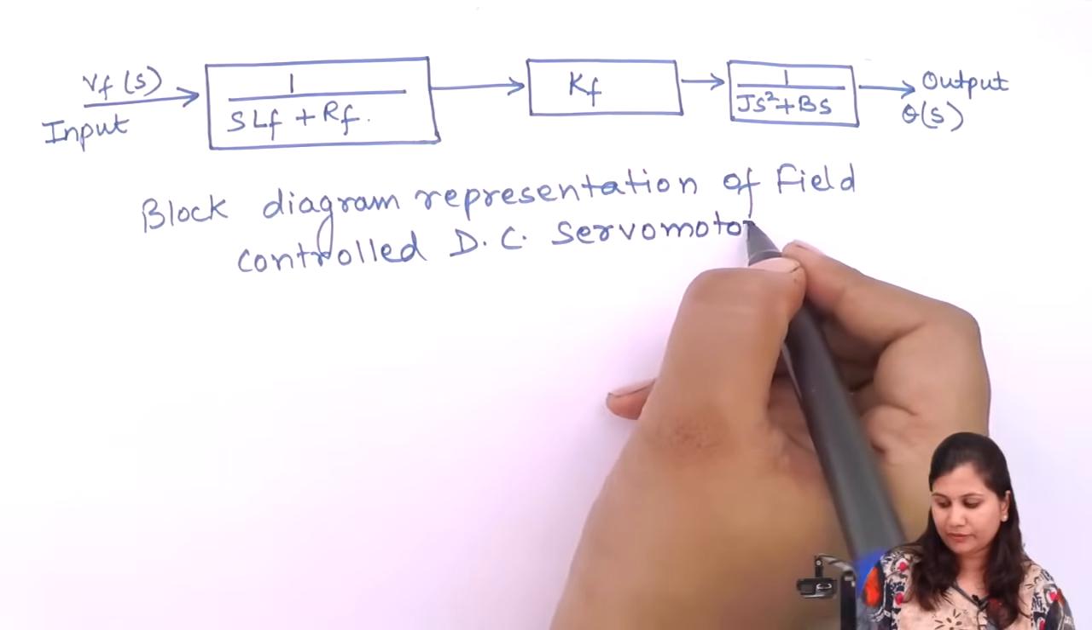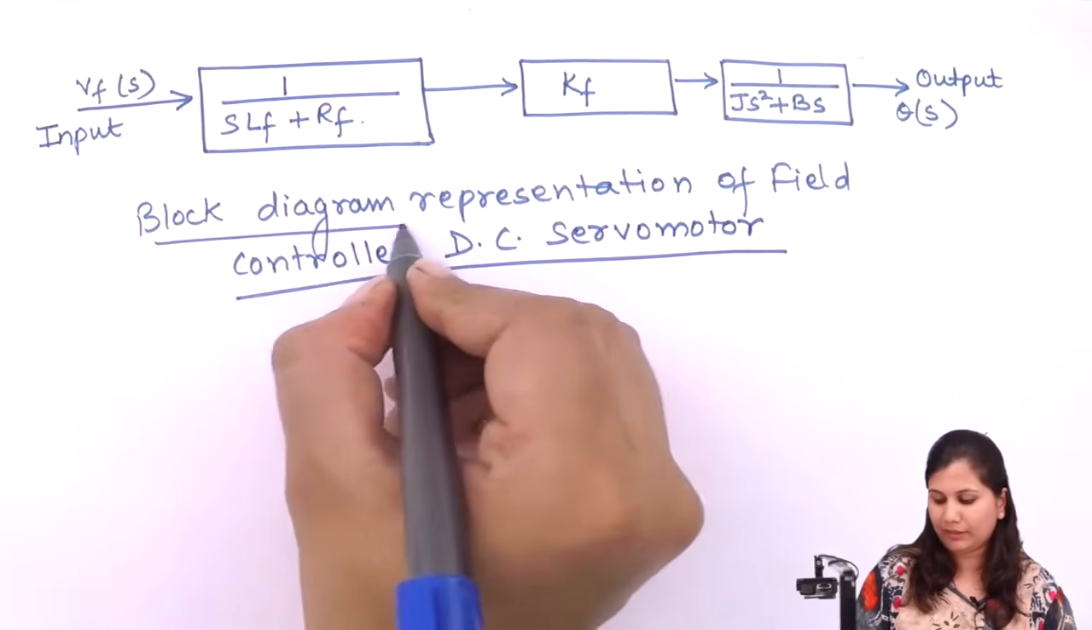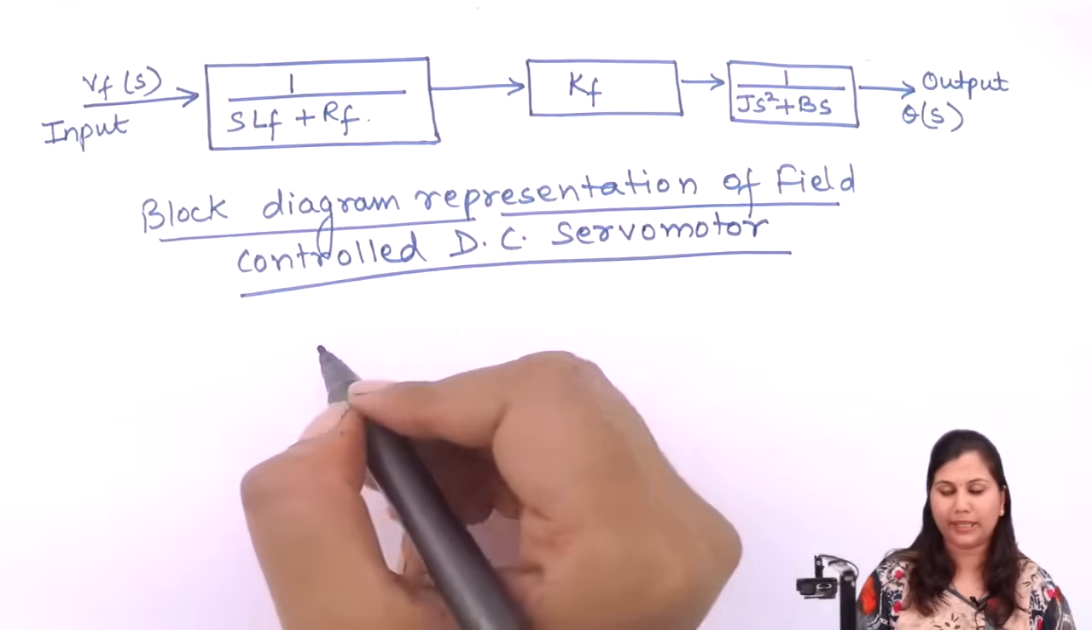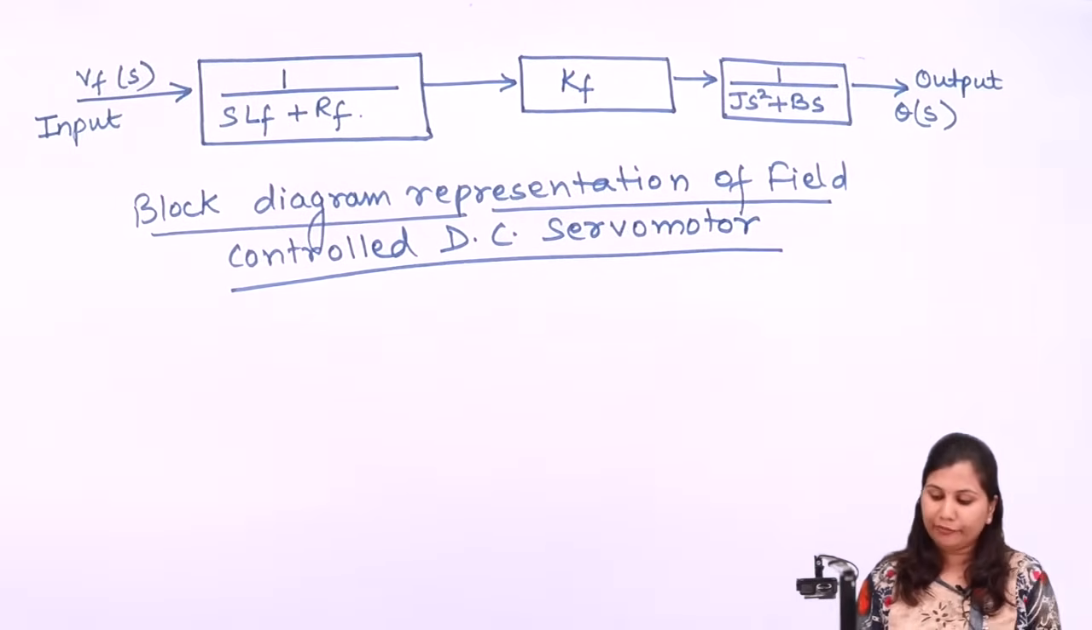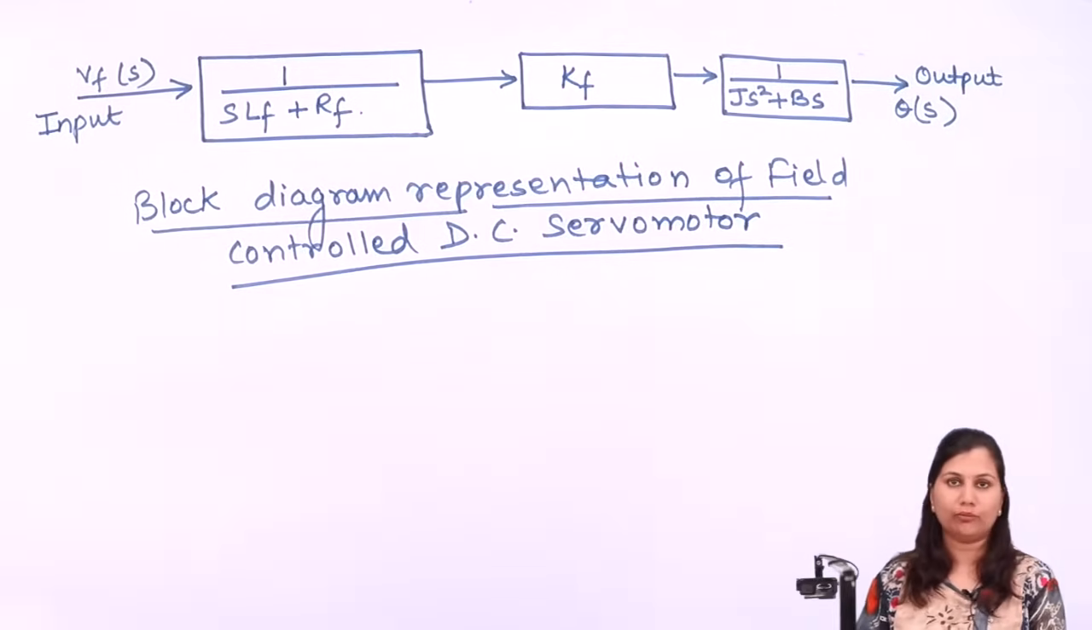So we have derived the transfer functions and we have studied both the types of DC servo motors, armature controlled and field controlled. Now let's see the differences between these two servo motors.